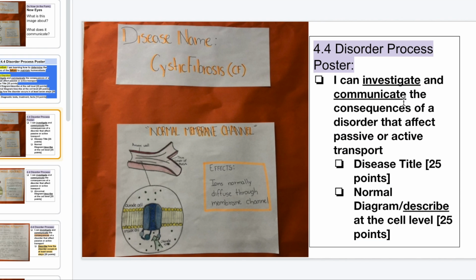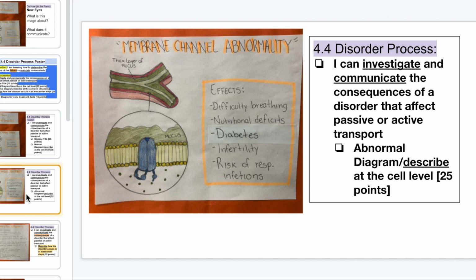Students did this. I can investigate and communicate the consequences of a disorder that affect passive or active transport. So there you see the disease title. They have a normal diagram. We can see the cellular level. I see the membrane, so I know they're focused on something that happened at the cell level. They're even showing where this cell is located, the airways of the body, and they're describing the effects. Ions normally diffuse through the membrane channel, and I can see that. They identified chloride ions, and you can see there's an arrow there. They're going through the channel normally, diffusing through.